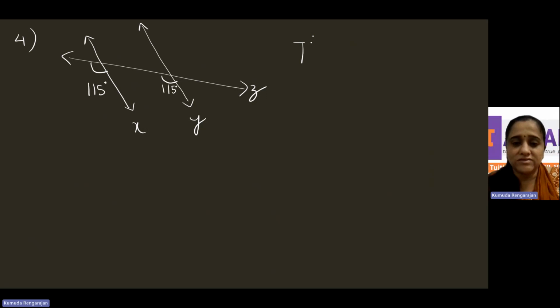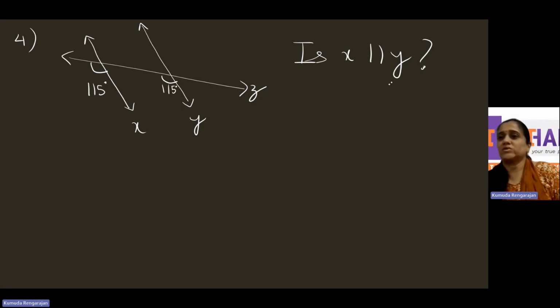The question is: is X parallel to Y? This is the question. So what are the angles given? The angles given here are in what relation? They are corresponding angles.